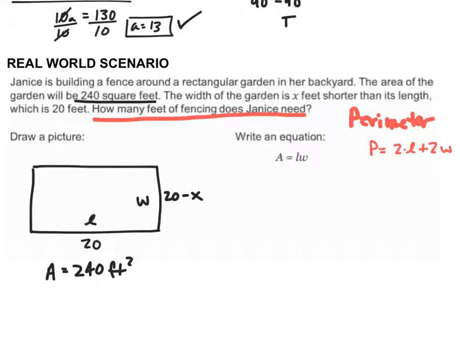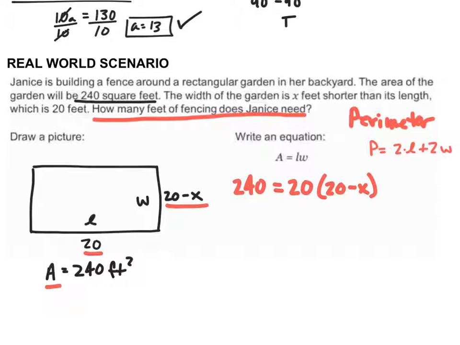Now we have the formula for area. Now what I'm going to do is use my area formula to figure out what x is. And watch what I do here. I know what my area is. I know that that's 240 square feet. And that's going to be equal to my length, which is 20. So I'm going to plug in 20 for L, and then W, which is 20 minus X. And so what I have here is a problem where now I can solve for X.